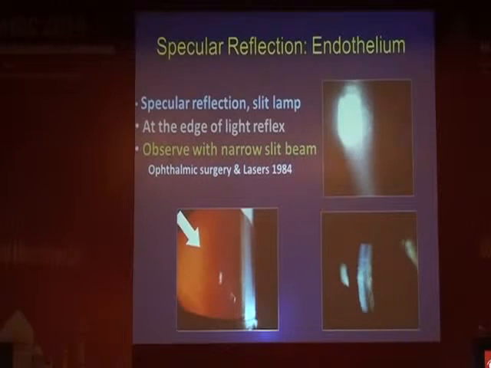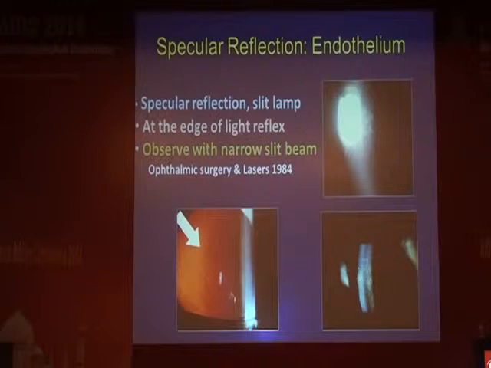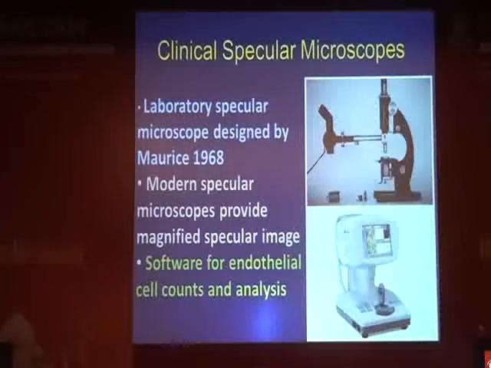This article is in Ophthalmic Surgery and Lasers in 1984. You can read that and you can refine your technique. One thing is that once you go close to that light reflex, just by the side of the light reflex, you narrow down your beam and then use the highest magnification. And I would advise you to use one eye only, because if you use one eye, you will see the endothelial mosaic more clearly. The same thing, once we capture it with the specular microscopes, we can see it.